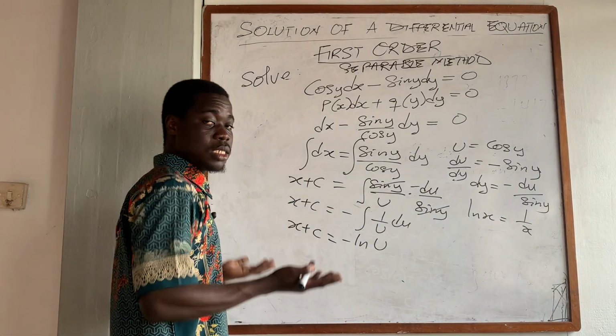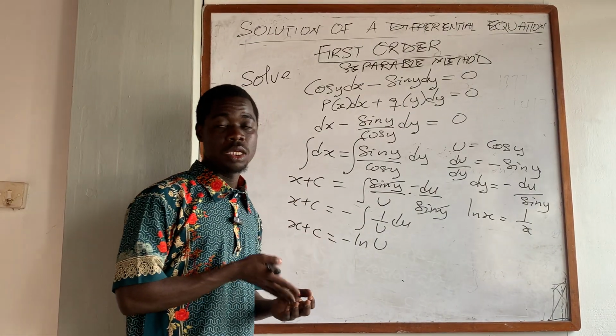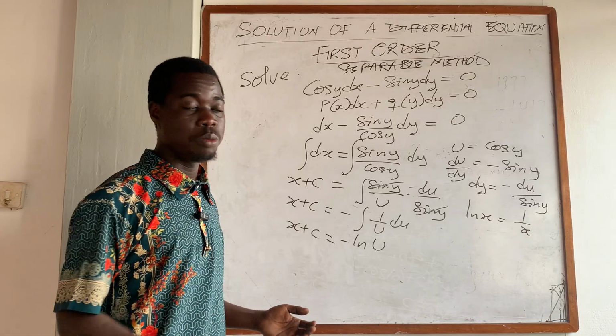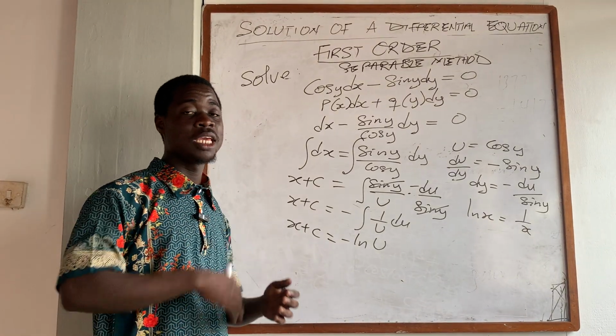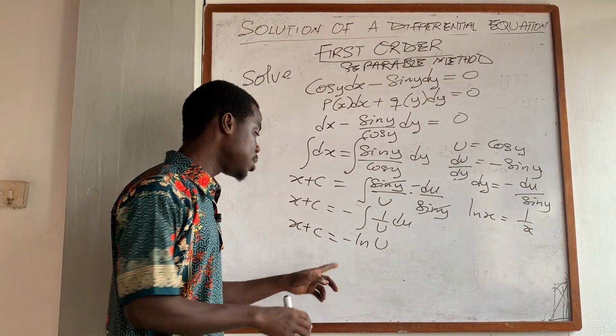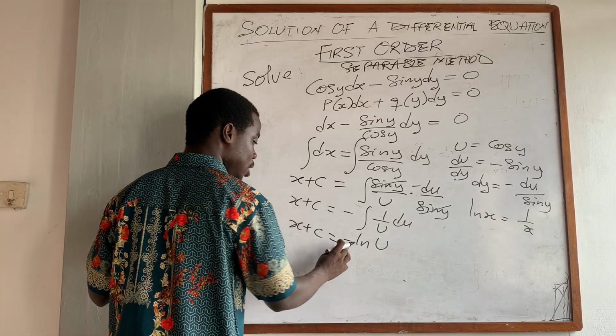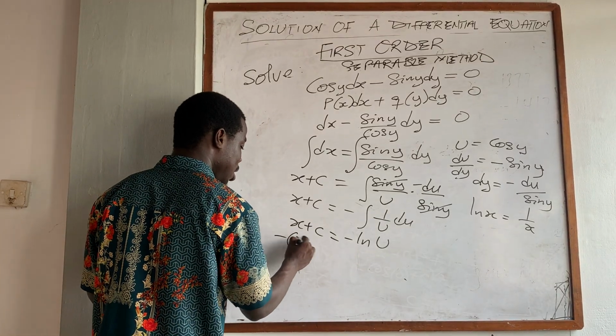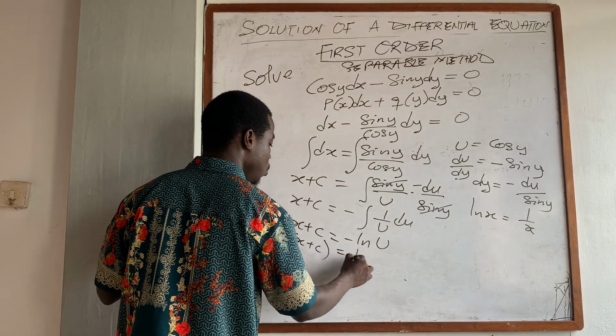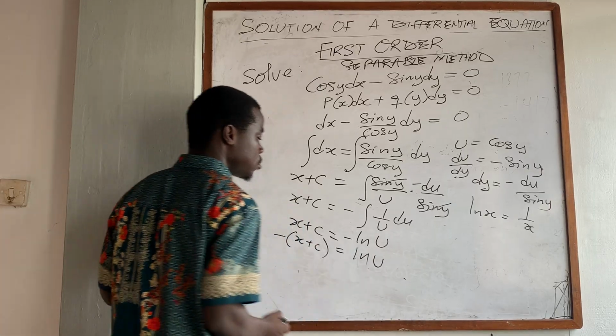Here, the condition is that because we are looking for the solution for the unknown variable, make sure that the coefficient of the unknown is positive. So that means I will divide through by -1. So the negative will come to this side. I will get negative bracket x plus c, and it's equal to ln u, right?